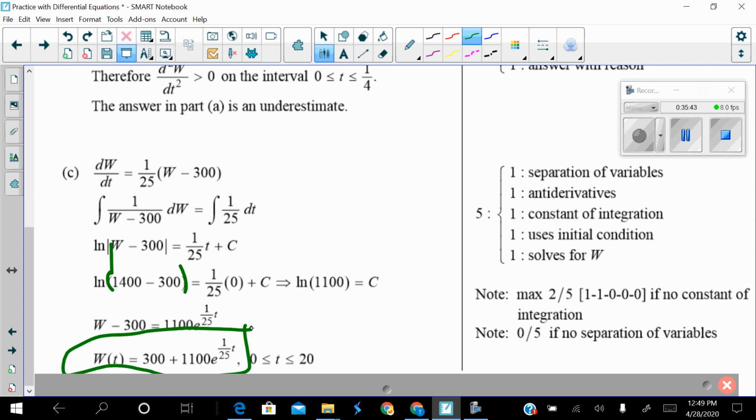And I believe that is the end. All right, 35, 36 minutes, not so bad. So try the problem I'm going to assign you. You're going to love it.